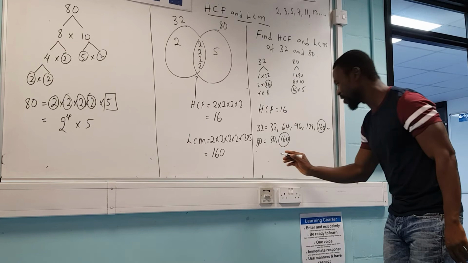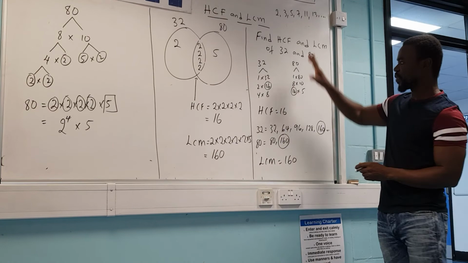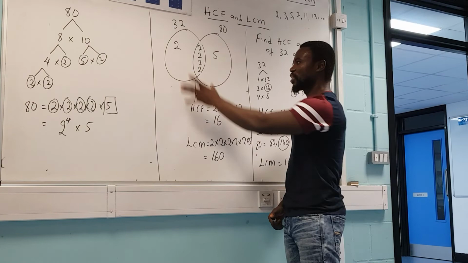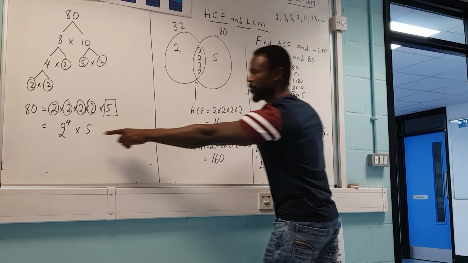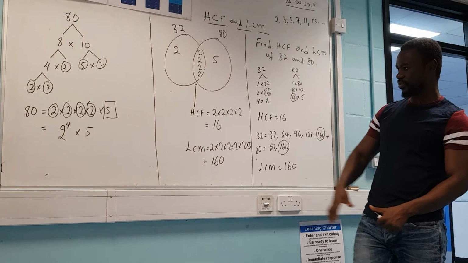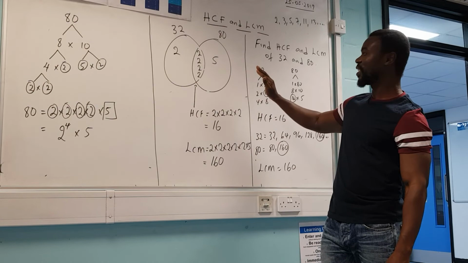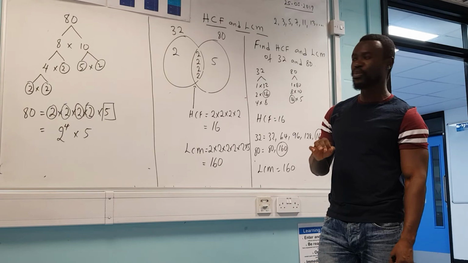So you can do this method, or you may do this method if the question doesn't specify. But in some questions, they will give you the Venn diagram, or they will give you the prime factors. They will give you this, the product of the prime, and ask you to find the LCM or the HCF. Just write them in this direction and it's easy to find it. So I hope you find this easy and useful to help you to do the highest common factor and the lowest common multiple of any number that will be given to you in your exam or in your own revision.